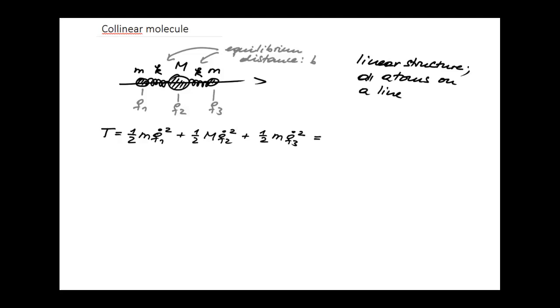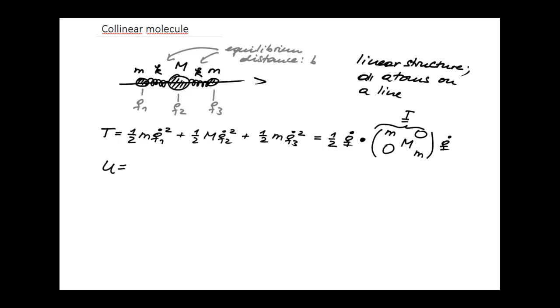We can write it in a compact way as 1/2 vector Q dot, ordinary scalar product, and then a coefficient matrix with diagonal entries little m, capital M, little m, acting on the vector Q dot. The off diagonals of this matrix are all 0. This is the matrix T.